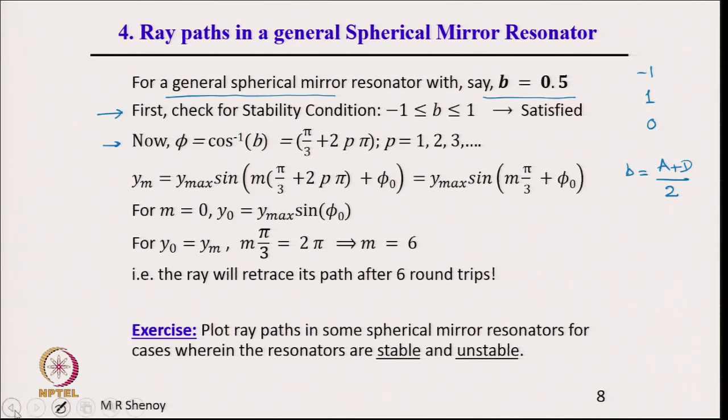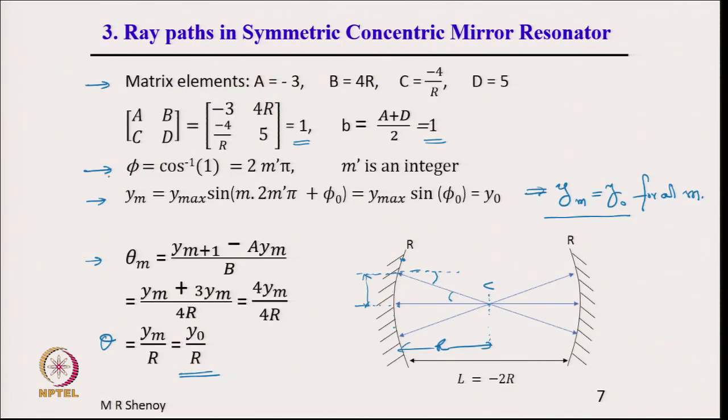We followed exactly the same procedure. You can see here phi is equal to cos inverse of B. B had come out to be 1 in this case.